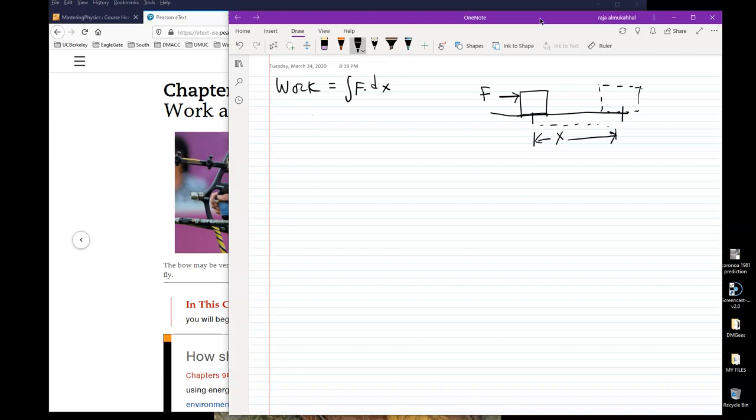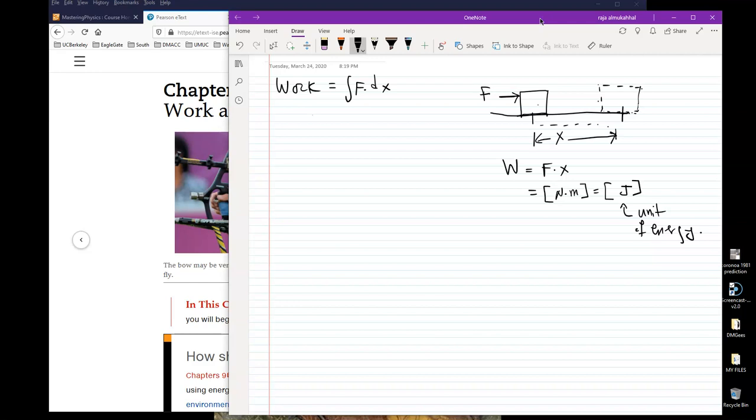As you can see, I have done work to push the box from here to here. This work is basically equal to the product of the force times the displacement. If you look at the unit of it, it is Newton times meter, which we refer to as the joule. The joule is a unit of energy. So work is a form of energy.